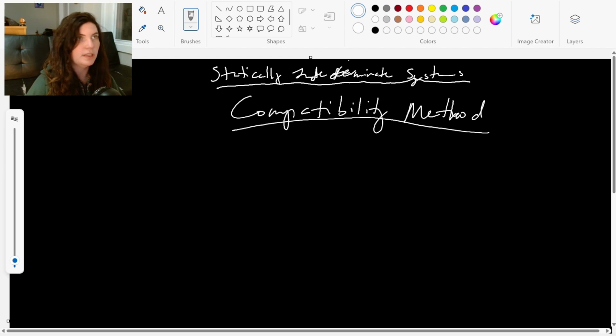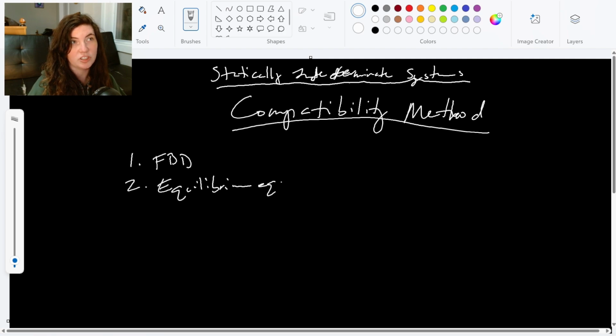So in this compatibility method, what we're going to do is obviously free body diagram. Free body diagram is always first. Free body diagram and set up your equilibrium equations. The reason I really like this one is because it feels really natural to start this way. We start all of our statics problems with lining out what our free body diagram and equilibrium equations are. So to me, it feels really natural to start the problem that way. Again, totally up to you.